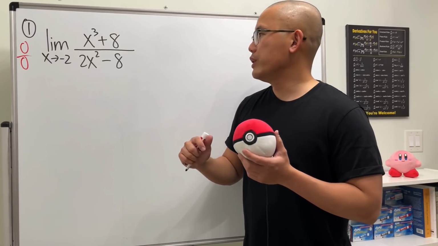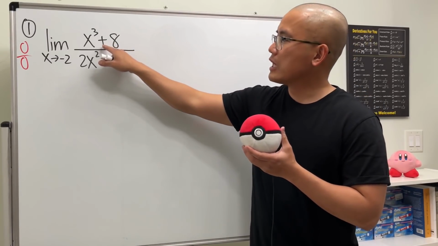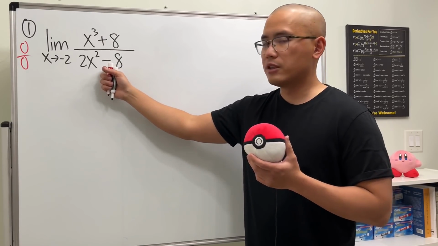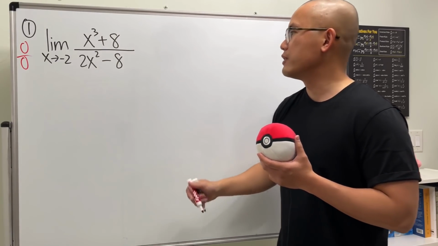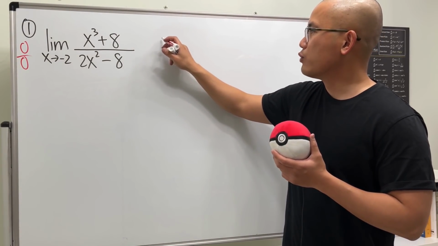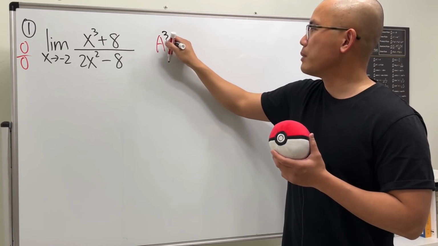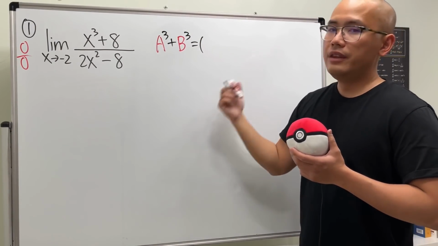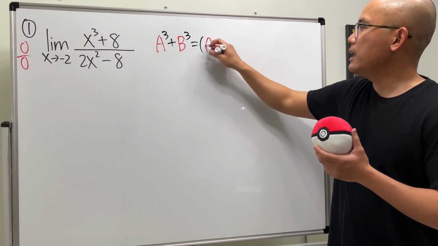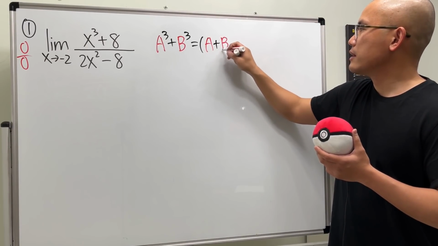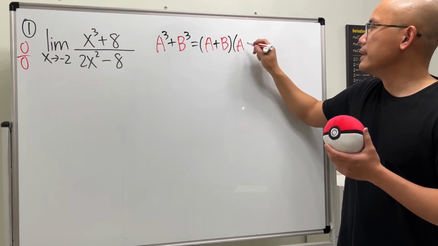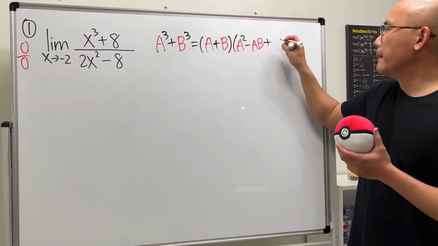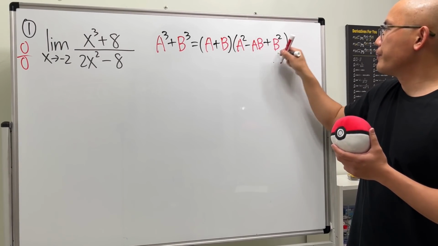And the work that we can do here is that we see we have a sum of 2 cubes. So we can actually factor it. Likewise, we can also factor the bottom, but let's focus on top first. Let me remind you guys the formula. When we have a to the third power plus b to the third power, the sum of 2 cubes, this factors to be a plus b times a square minus ab plus b square.